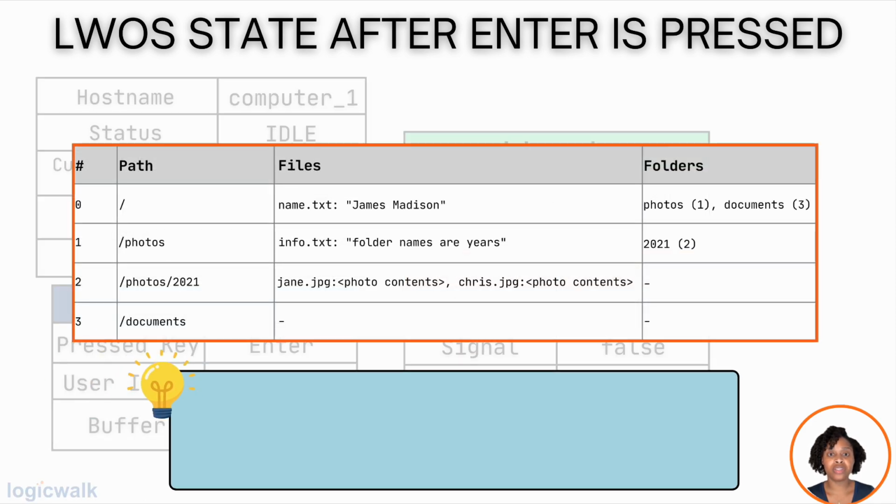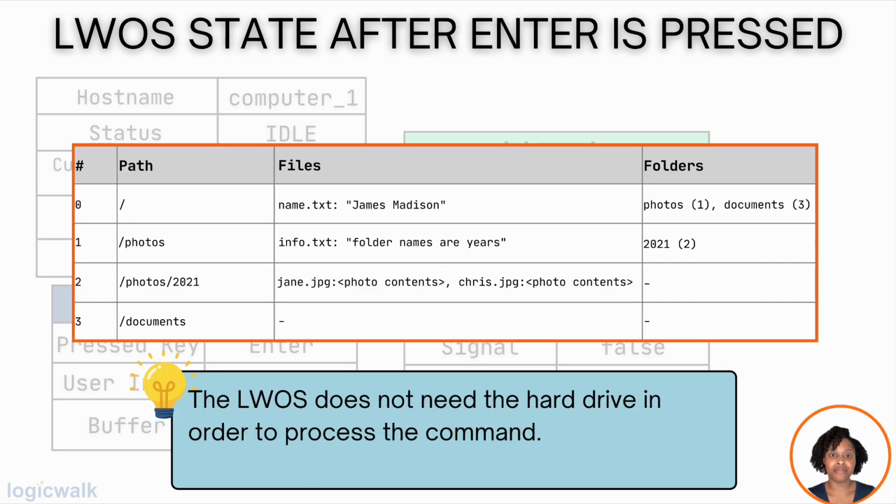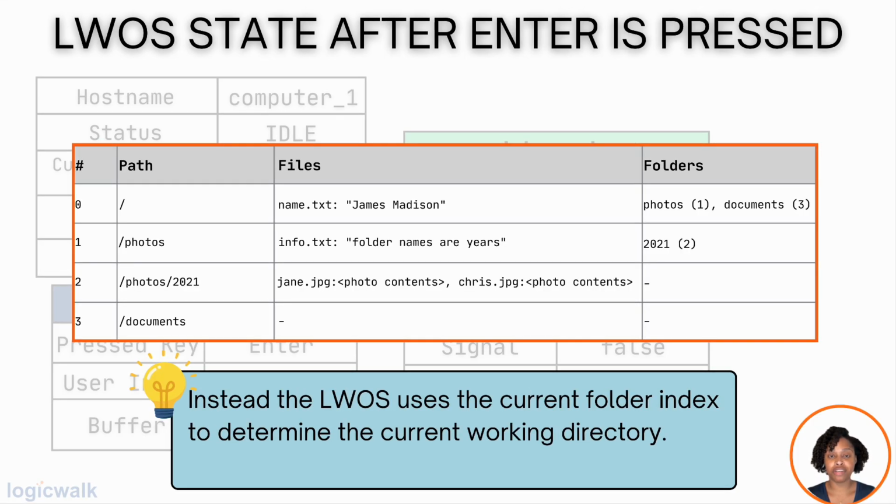The LWOS loads the file system from disk at startup, and keeps the in-memory file system synchronized with the hard drive. Because the file system is already stored in memory, the LWOS does not need to read from the hard drive in order to process the pwd command. Instead, the OS uses the current folder index to determine the current working directory.